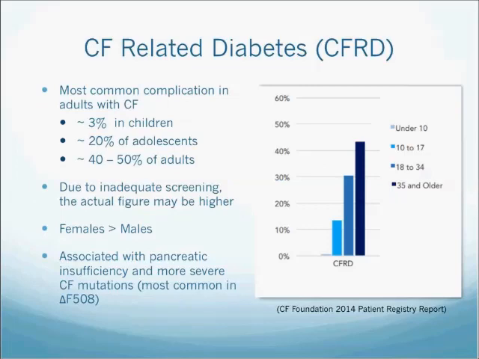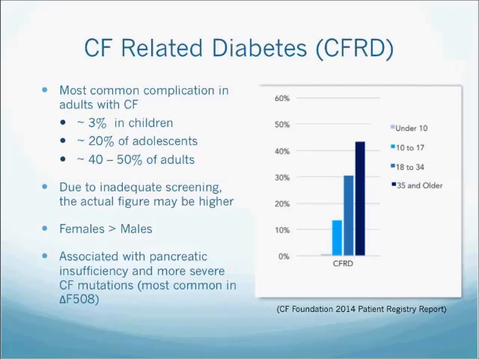Okay, so just for some background, CF-related diabetes is one of the most common complications in adults with CF. It's rarely seen in children. Only about 3% of the kids have it. The prevalence gets higher in adolescents at about 20%, and then we start seeing 40 to 50% of our adults with this complication. And it may be that due to inadequate screening, the actual figure might actually be higher.